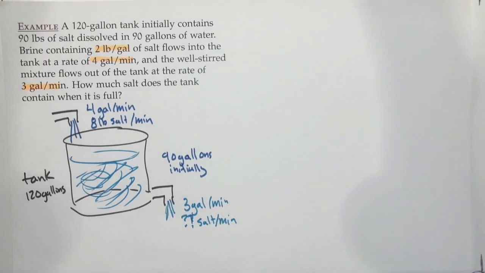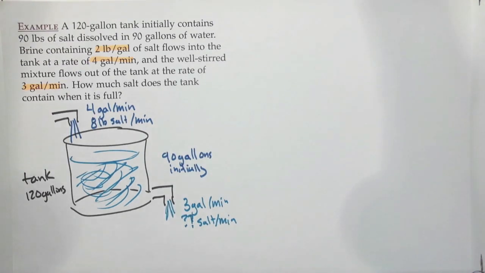How many gallons will you have after, say, 5 minutes? 95, because for every minute you get another gallon. After 10 minutes, 100. After 30 minutes, 120. After an hour, you're still at 120, because it only holds 120. You know, it's overflowing after that.